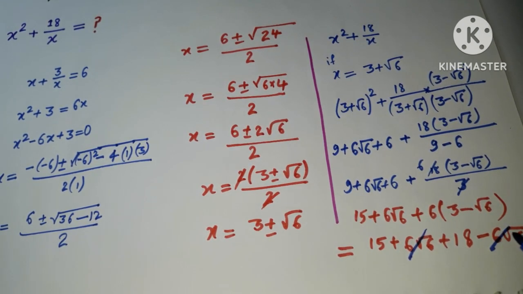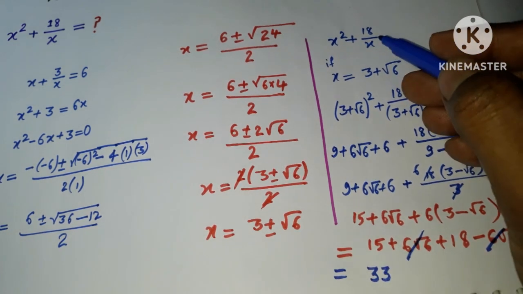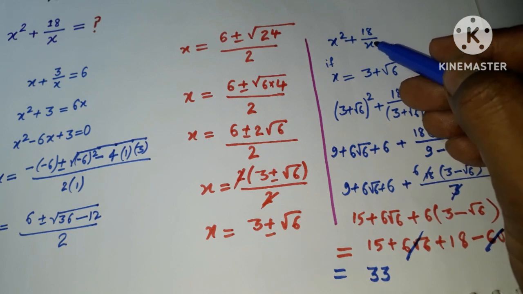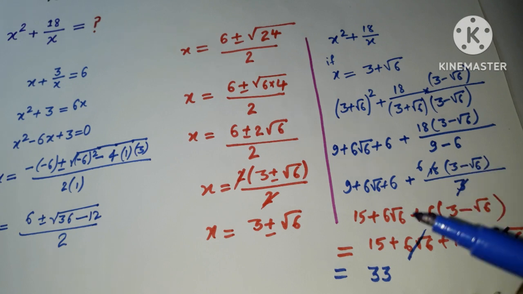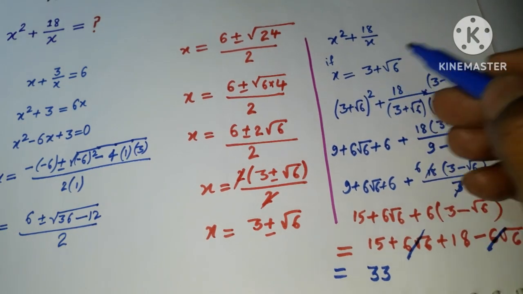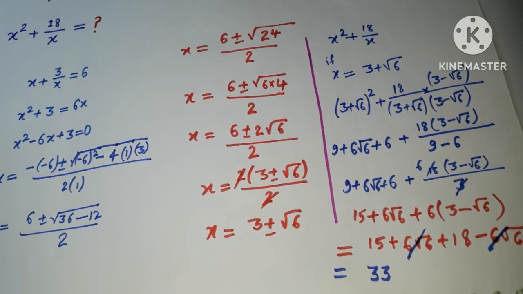Here we have positive and negative same value, so these two will cancel each other, and we have 33 here, the result for x square plus 18 by x. So this one is 33. In the same way we can calculate for value x is equal to 3 minus root under 6.